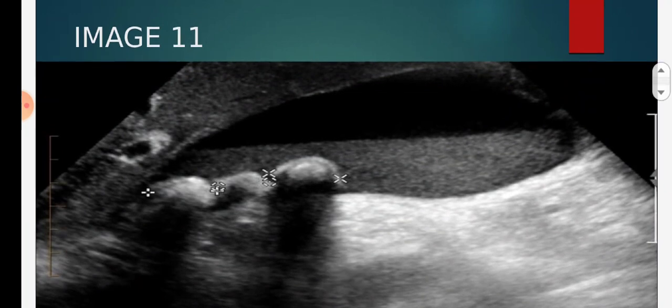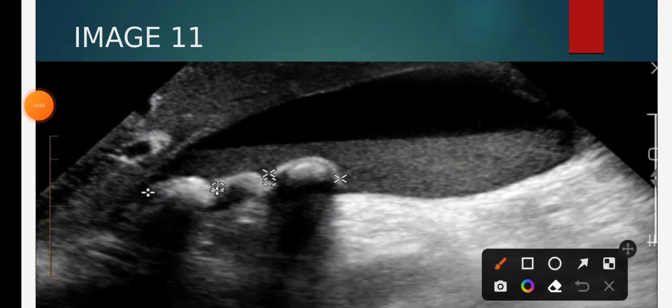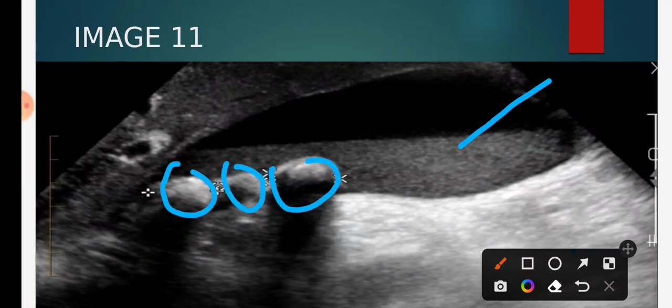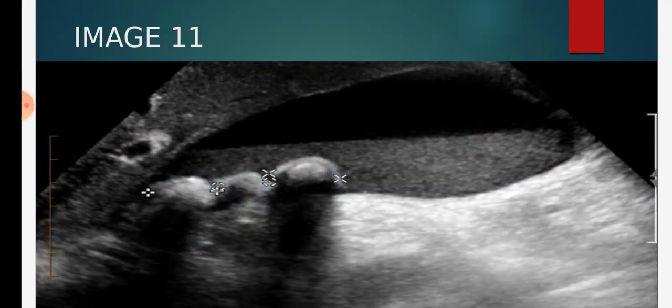Number 12, for the gallbladder, I see sludge inside of the gallbladder, multiple echogenic foci with posterior acoustic shadowing. These are features of sludge and cholecystitis of the gallbladder.